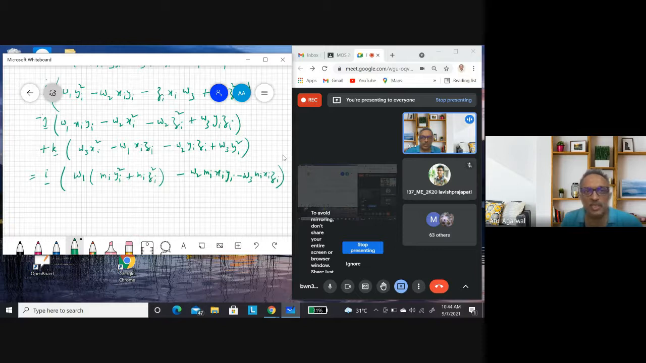What is your jth component? Plus j omega 2 times mi xi square plus mi zi square. You see there are two minus signs. They become plus with this minus sign. Minus omega 1 mi xi yi, minus omega 3 mi yi zi.